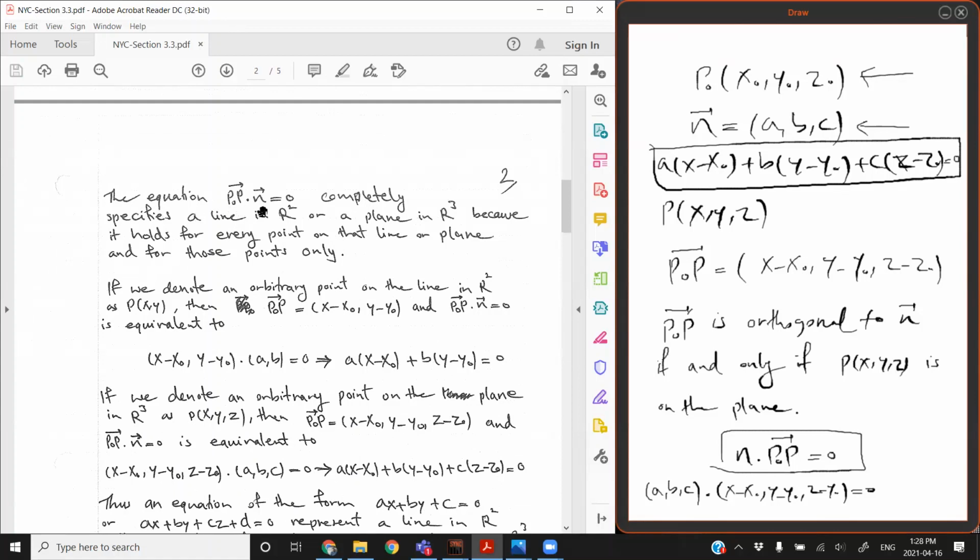So the equation P0P times n completely specifies a line in R2 and a plane in R3 because it holds for every point on the line or on the plane, and it holds only for those points. The moment you have a point that is outside the line or outside the plane, then this equation will not hold anymore.